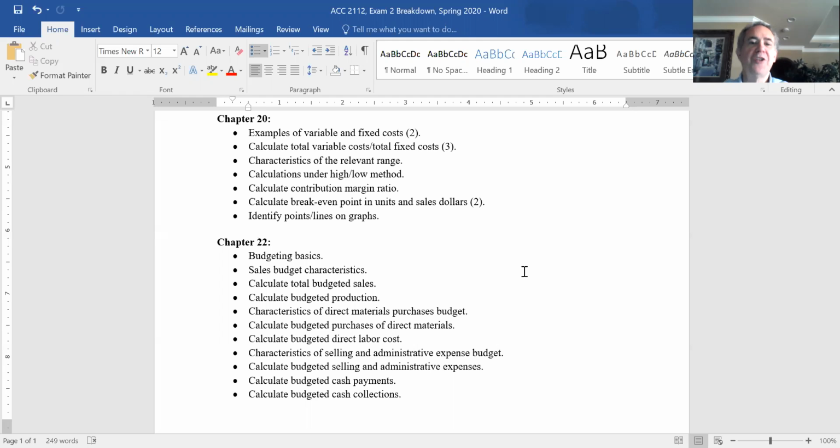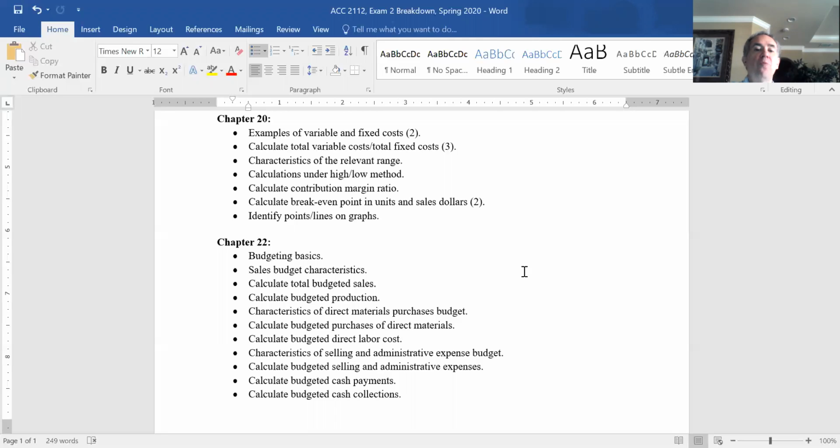Right? Chapter 22, it's about budgeting. So budgeting basics. Well, we know the budget is simply a company's plans quantified in dollar terms and or in units. So it's a really good means of communication to everybody, and then we can come back later on, compare actual performance to budget, and see if there's any difference, any variance. Sales budget characteristics. With the sales budget, that's the starting point for all the budgets, because everything else in the company should support sales. So we do the sales budget first, then the others.